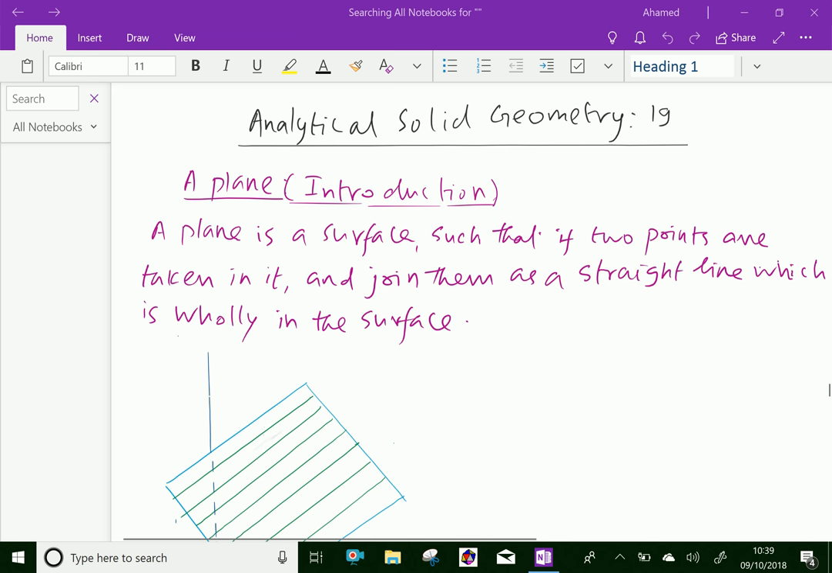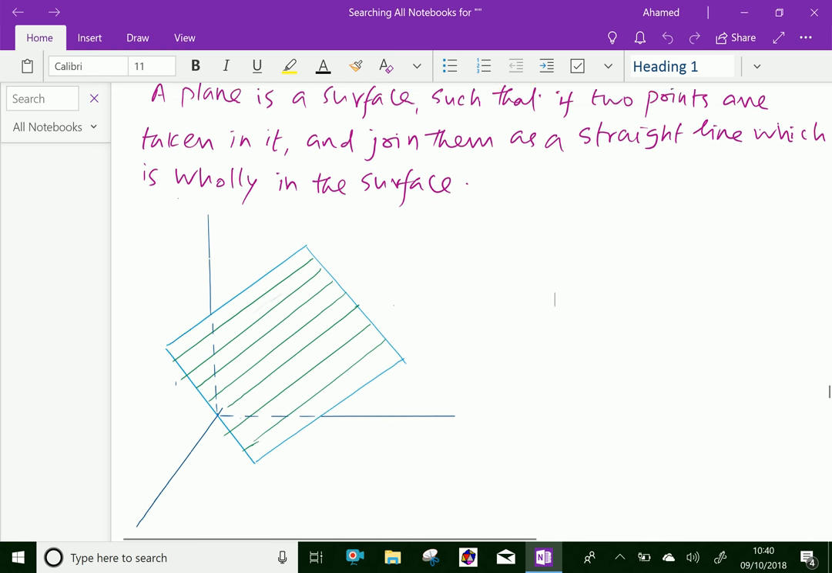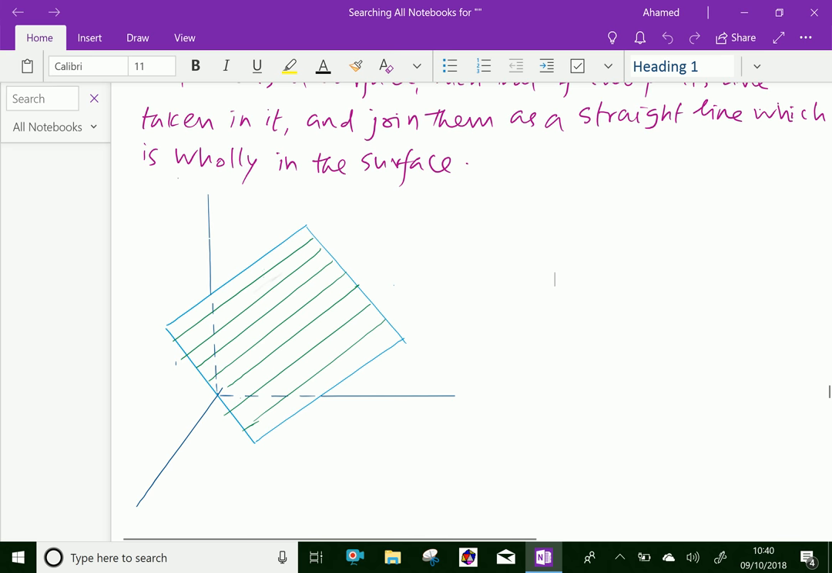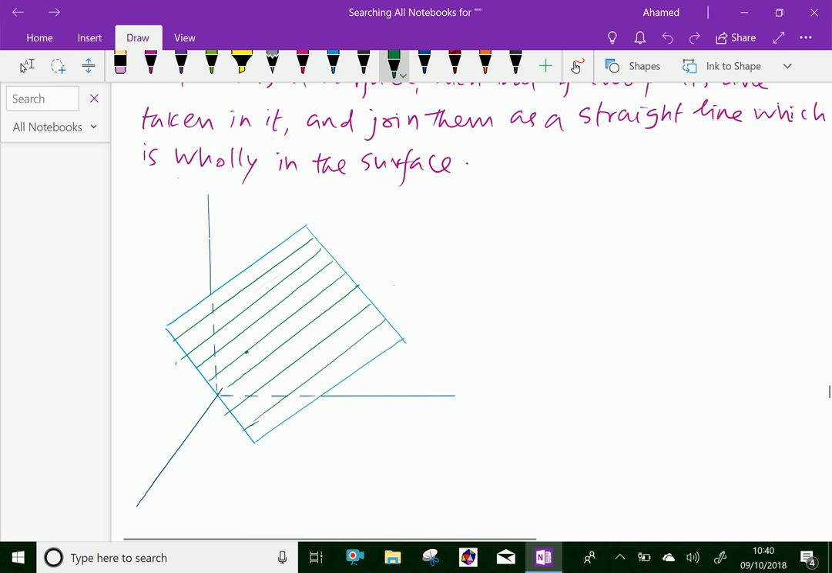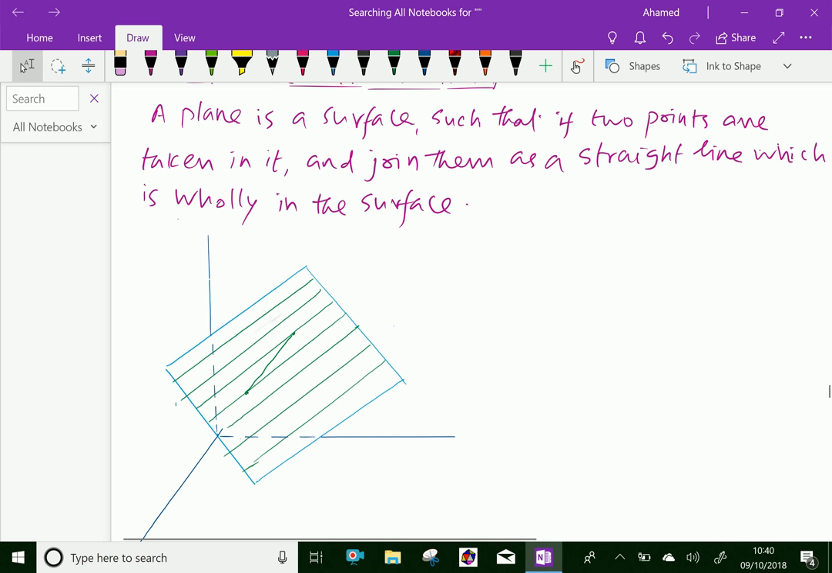In analytical solid geometry, let us discuss a plane. A plane is a surface such that if two points are taken on it and joined by a straight line, the line lies wholly in the surface. That means, in space, if you take two points and join them with a straight line, and this line stays on the same surface, then the surface is a plane.